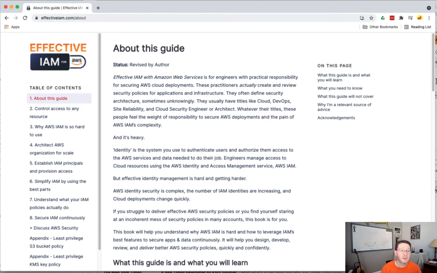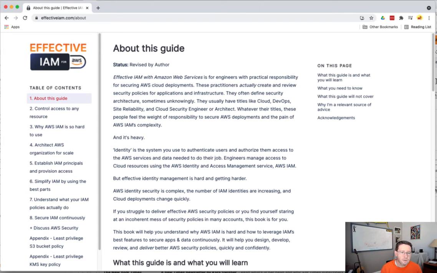complexity. And it's heavy. Identity is the system you use to authenticate users and authorize them access to the AWS services and data needed to do their job. Engineers manage access to cloud resources using the AWS Identity and Access Management System, AWS IAM. But effective identity management is hard and getting harder. AWS identity security is complex, the number of IAM identities are increasing, and cloud deployments change quickly.